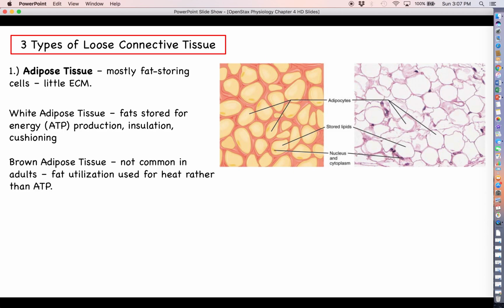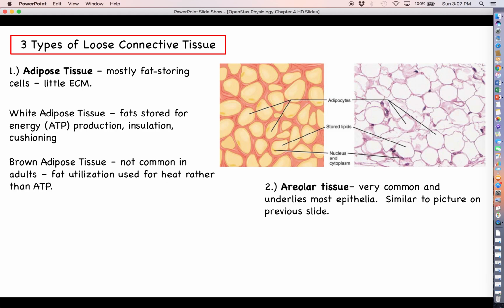Brown adipose tissue is actually hardly present at all in an adult human. Rather, you find these types of tissue a lot more in babies and infants that utilize the fats within brown adipose tissue for keeping warm rather than really making ATP.